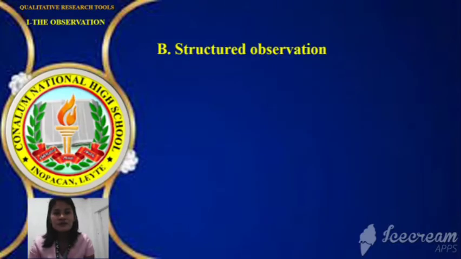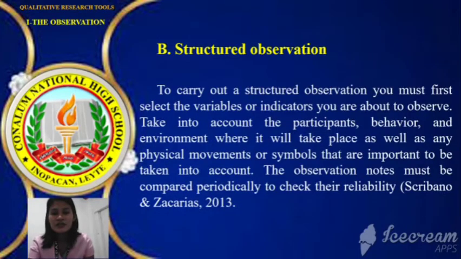Number 2, structured observation. So when we say structured observation, this means to carry out a structured observation, you must first select the variables or indicators you are about to observe. Take into account the participants' behavior and environment where it will take place, as well as any physical movements or symbols that are important to be taken into account. The observation notes must be compared periodically to check the reliability.